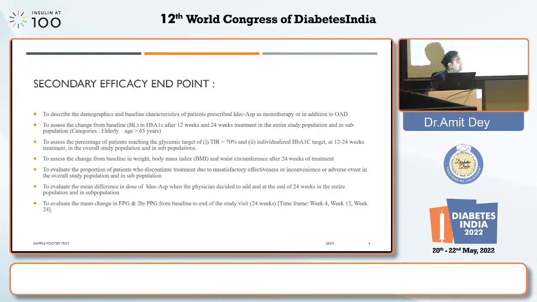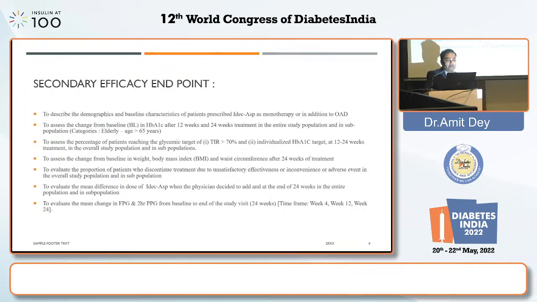Now, one thing I would like to point out here is to keep the study very simple again. If any patient is started on an IDegAsp and they go on to be added other insulin, we wouldn't want to include them, because then the efficacy part gets a little difficult to assess. So we're going to look at patients who are on monotherapy of IDegAsp, or in whom IDegAsp has been added to an OAD. That is going to be assessing the demographics and the baseline characteristics.